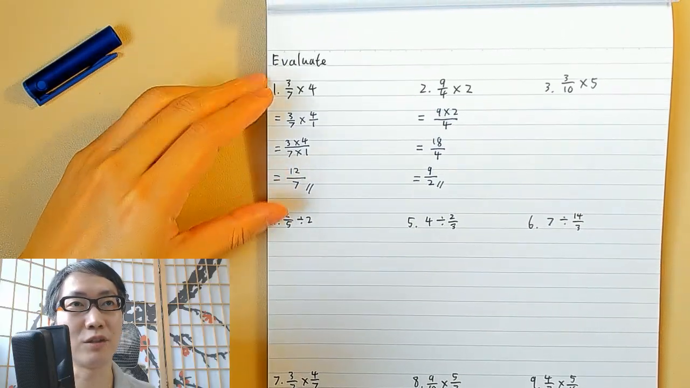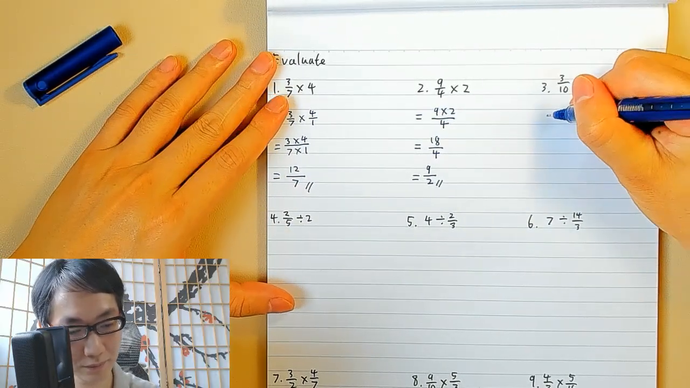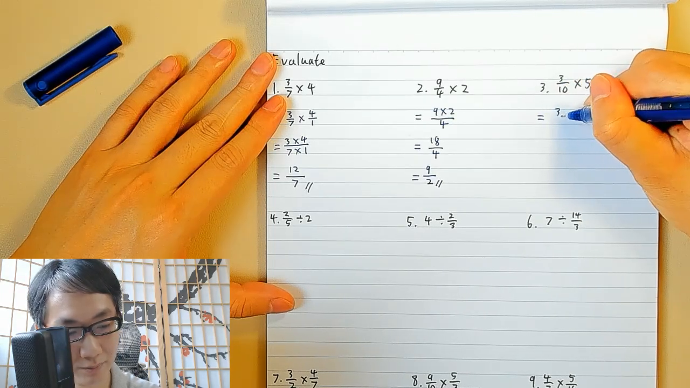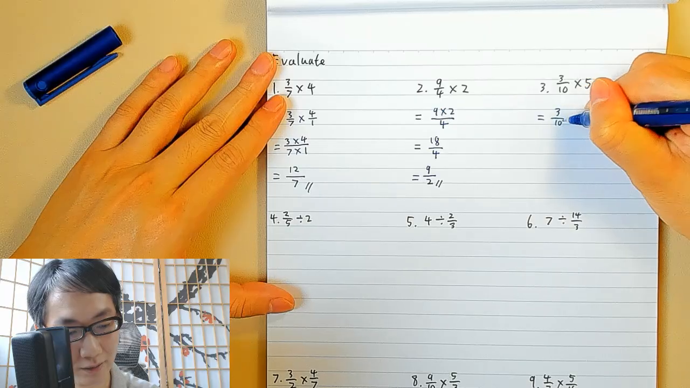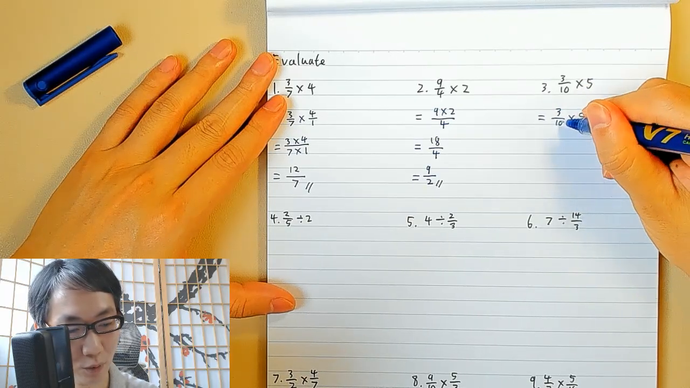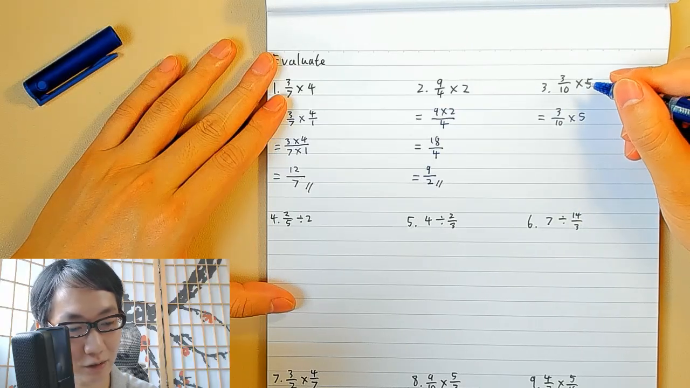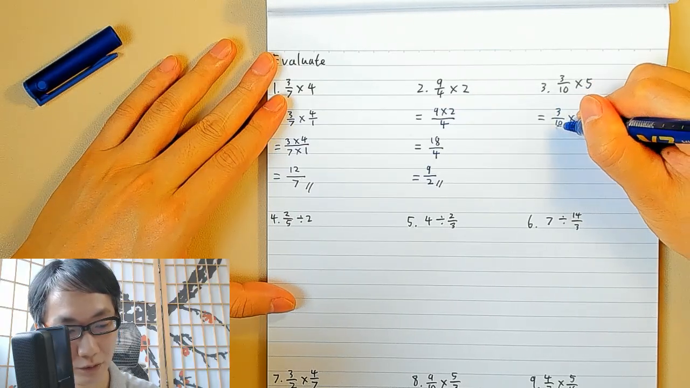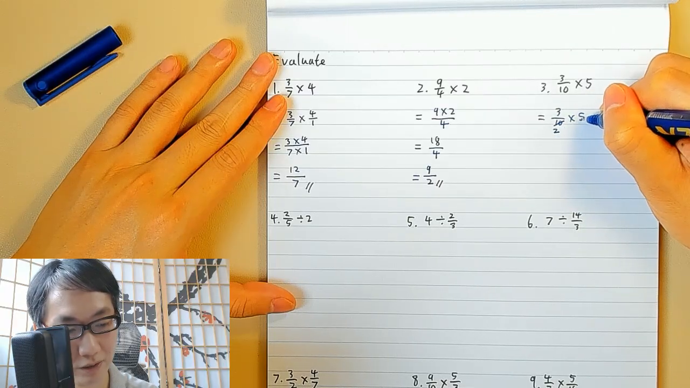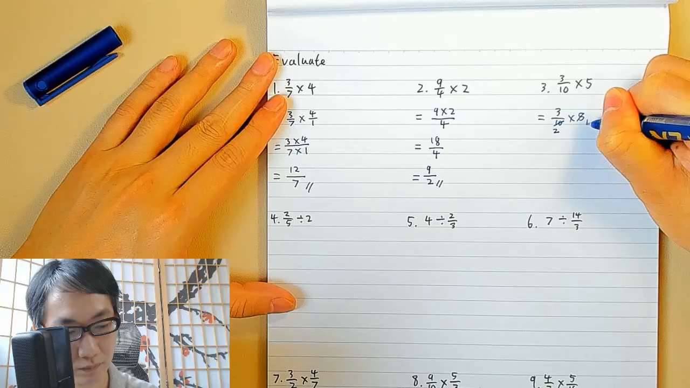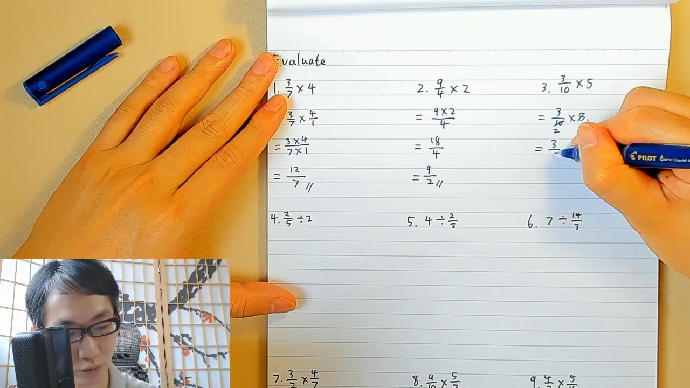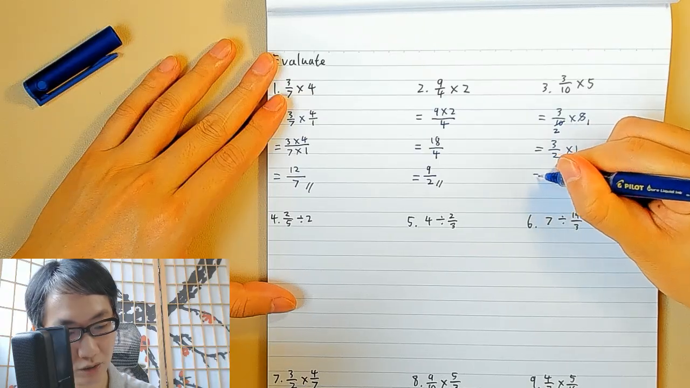Number 3. We can also start to simplify at this step. So we have 3 over 10 times 5. Both 10 and 5 have a factor of 5. So 10 divided by 5 is 2, and 5 divided by 5 is 1. So we have 3 over 2 times 1, which is 3 over 2.